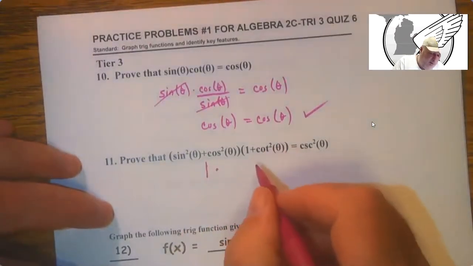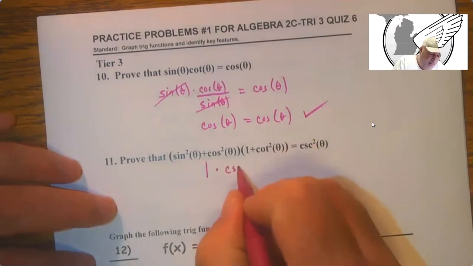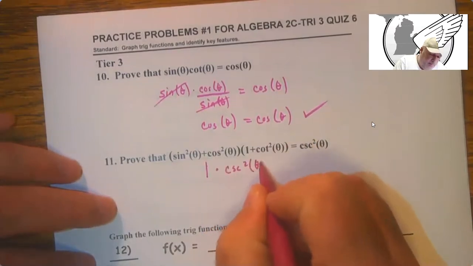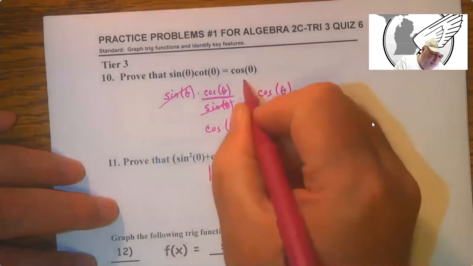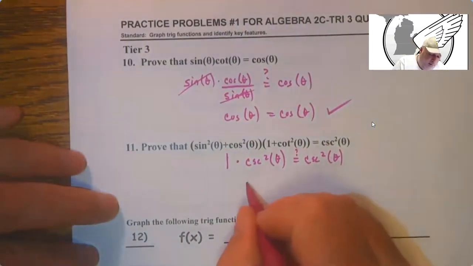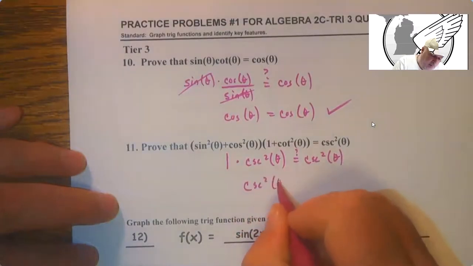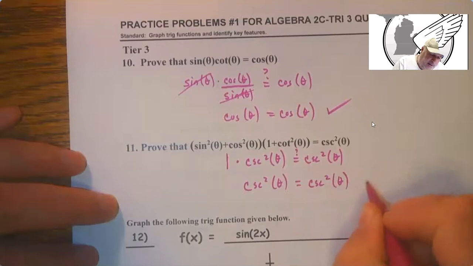Okay, so this is 1 here. 1 plus cotangent squared is cosecant squared. So you look that up. Does that equal cosecant squared? Well, 1 times anything is the same thing. So we've got it. These seem hard, but you just got to keep looking things up until you get it.